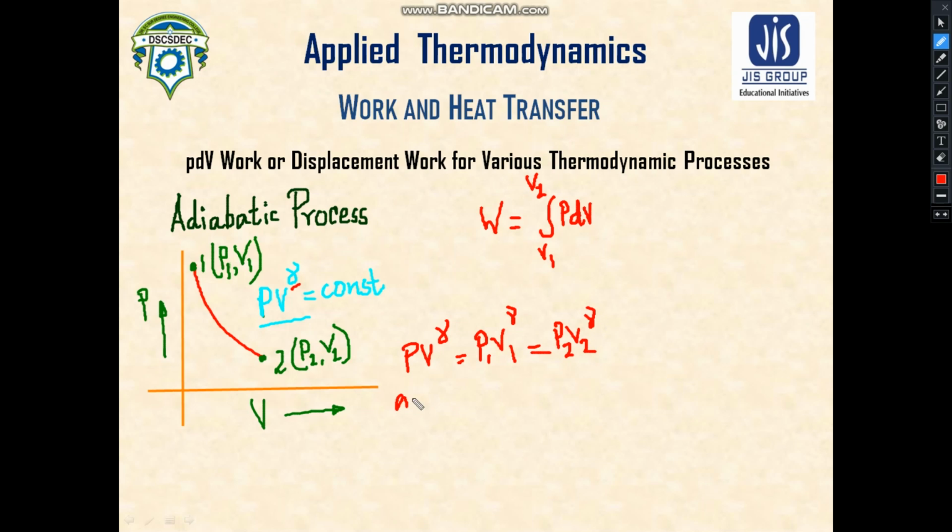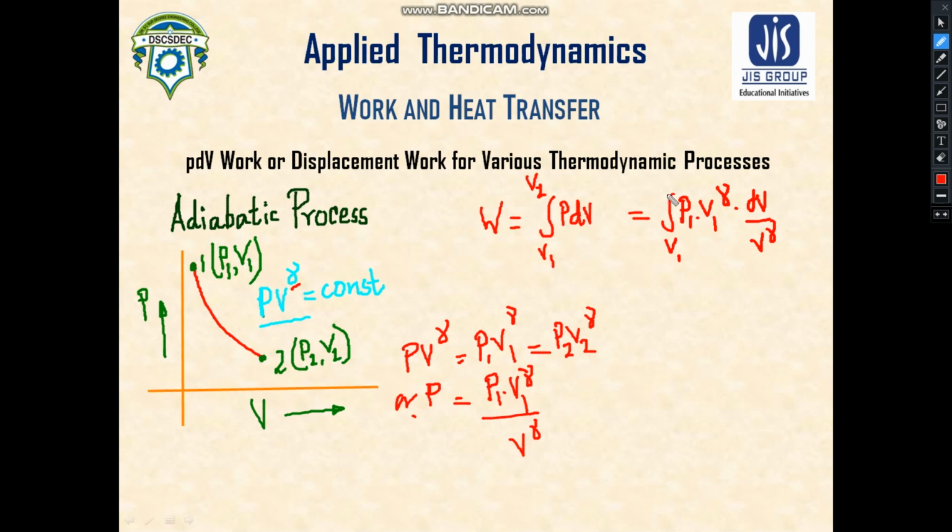Similarly, we can write this P as P1 V1 to the power gamma by V to the power gamma. That is very simple. You just need to put this value here. P1 V1 to the power gamma into dV by V to the power gamma.